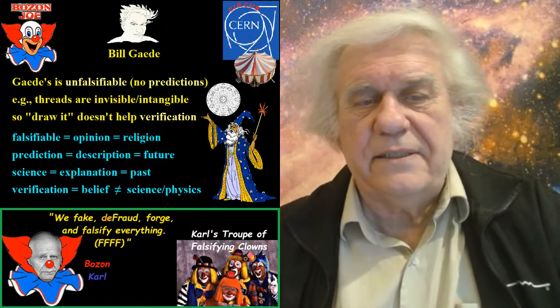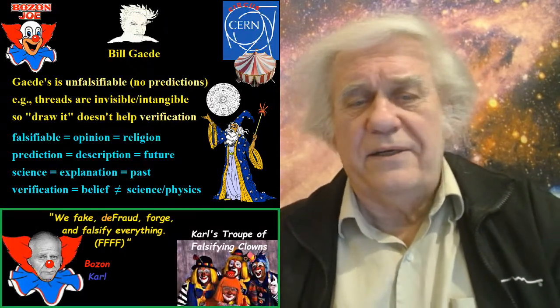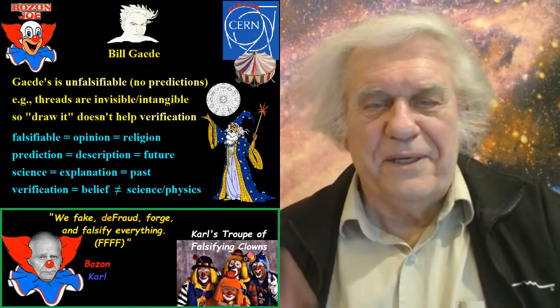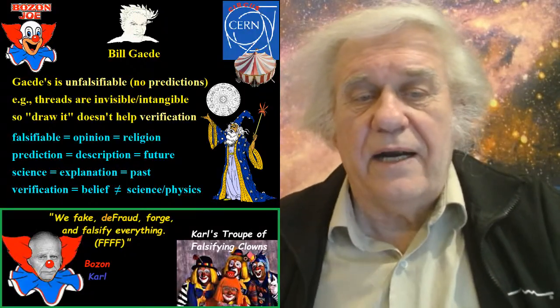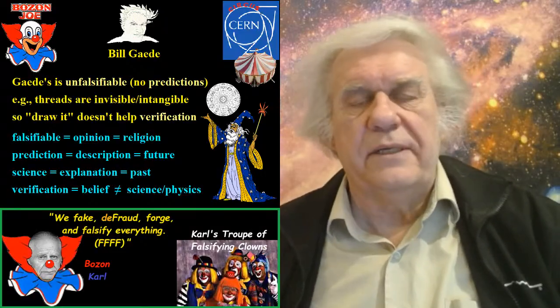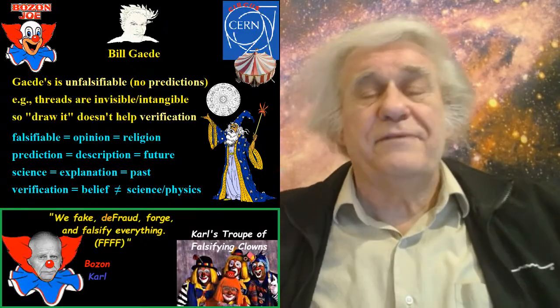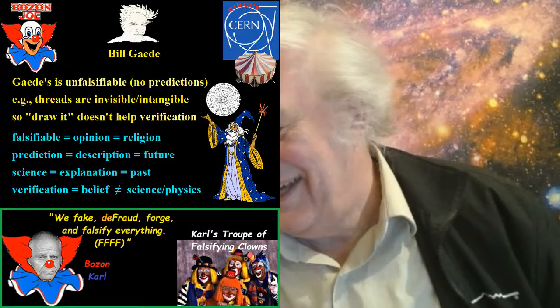And he says, so bgaede is unfalsifiable. No predictions. Yeah, no predictions. We don't do predictions. We don't do astrology here. Threads are invisible, intangible. Absolutely. We can't see them. And here, let me prove it. Proof, evidence. You want proof and evidence?